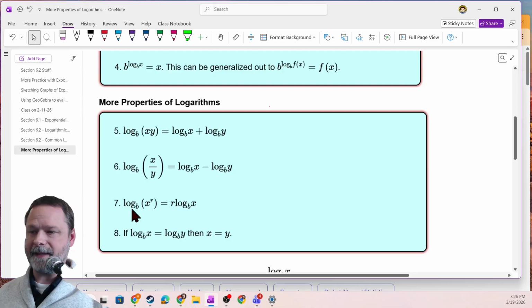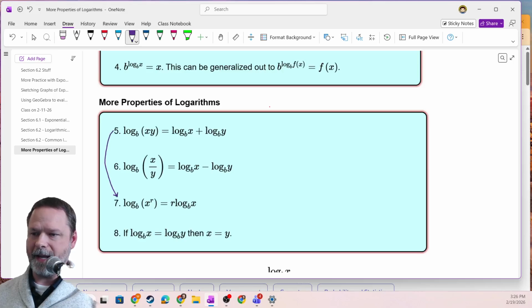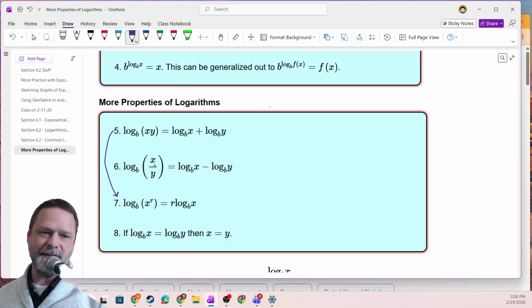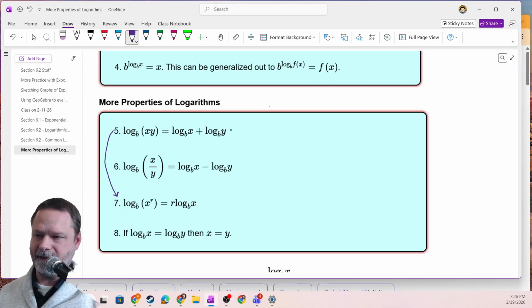And then we got this one. And really, 7 is just an extension of 5 in a way. Yeah, 7 is just an extension of 5, and then we talked about 8. So I'm going to prove 5. I'm going to prove 7. I want to go over those. 6 I'll leave as an exercise for you if you are really that interested in it.